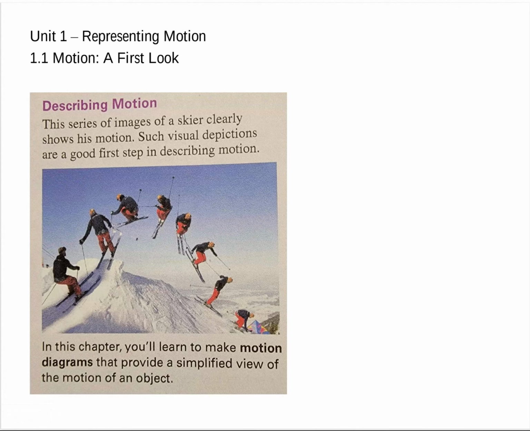What do you see? He hits the ramp. As he leaves the ramp, he turns. He turns, and then right before he lands, he extends back out. Okay, so there's actually a lot going on here. We see a rotation of the skier as the skier was flying through the air, right?